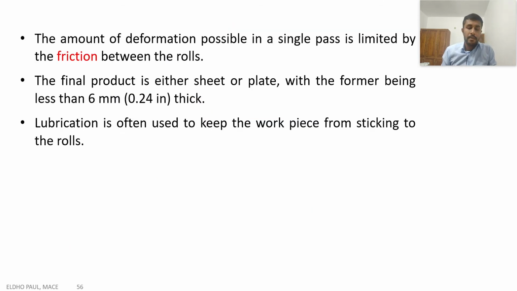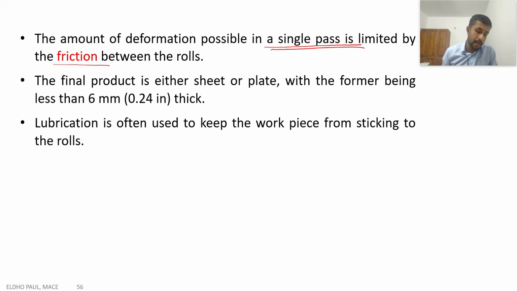The amount of deformation possible in a single pass is limited by the friction between the roller and the workpiece. We have already seen there is a relative motion between the roller and the workpiece, and this relative motion causes slip, which is also a reason for the friction. The amount of friction between the roller and workpiece is one of the important factors which affect the total reduction or total deformation during a single pass. The final product is either sheet or plate, with the former being less than 6 mm thick.